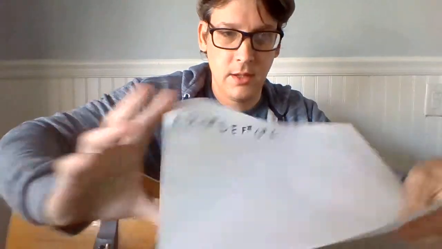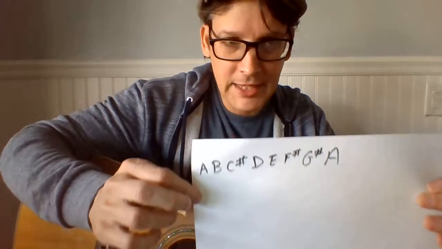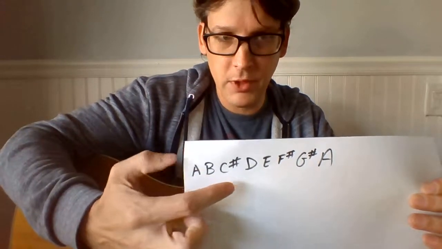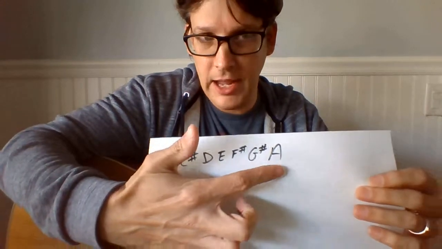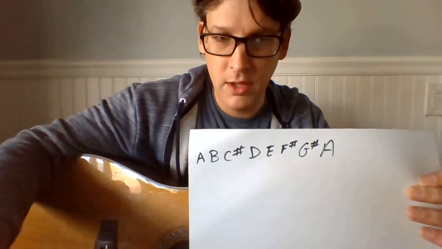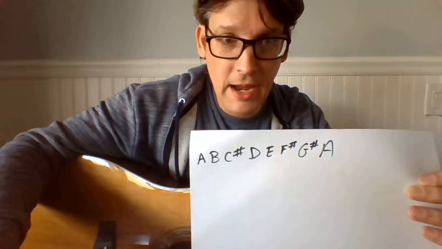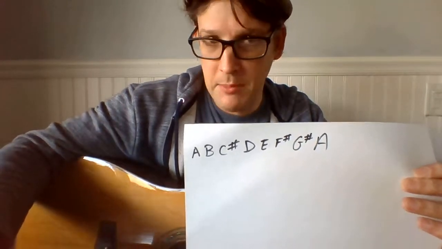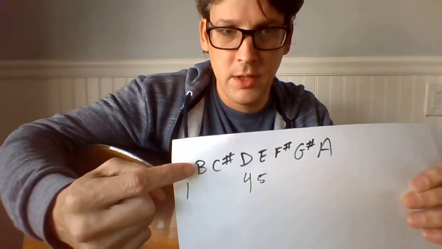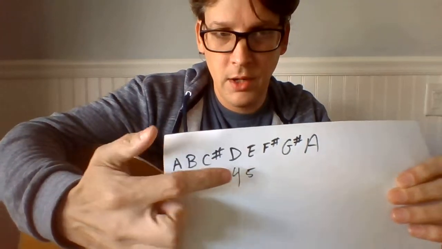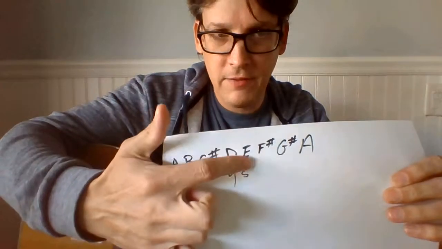Does that make sense? Now, here's the thing. I wrote it down for you. Here's A. 8 notes, right? 1, 2, 3, 4, 5, 6, 7, 8. That's our octave. That's our major scale. So when I say a 1-4-5, what do I mean? Well, I mean that if you count the notes, here's number 1, 2, 3, 4 is your D, and 5 is your E.